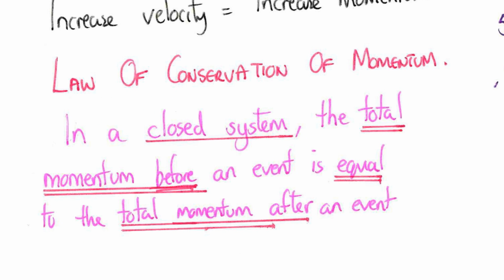This is very important. You're going to have to remember this word for word, make a revision card on this. The law of conservation of momentum is this, that in a closed system, the total momentum before an event is equal to the total momentum after an event.